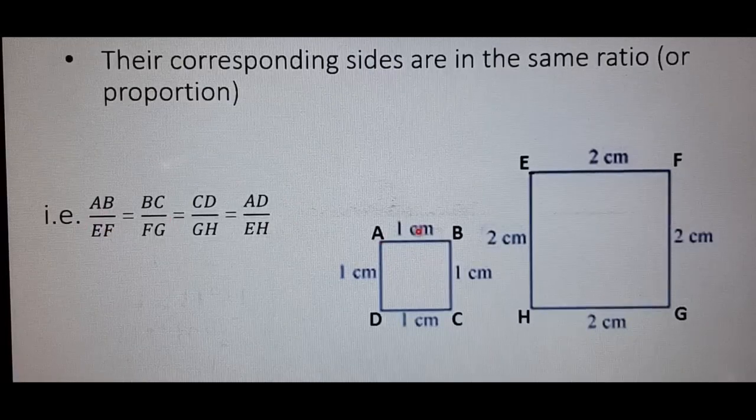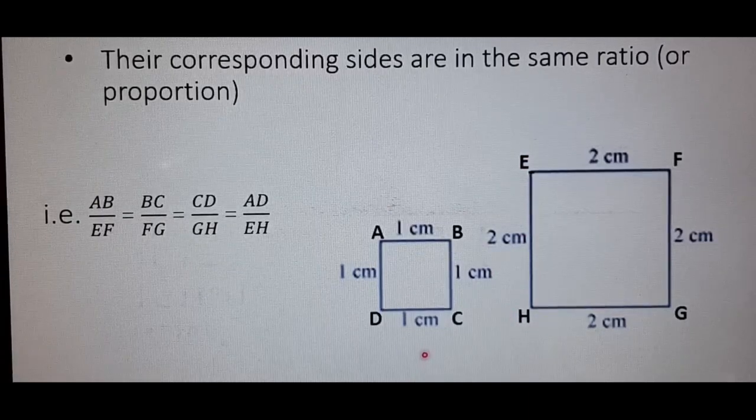AB is equal to 1 centimeter, BC is equal to 1 centimeter, CD again equal to 1 centimeter, and AD equal to 1 centimeter. EF equals 2 centimeter, FG again 2 centimeter, GH again 2 centimeter, and EH also 2 centimeter. Because I have taken two squares, and we all know all the sides of a square are equal.